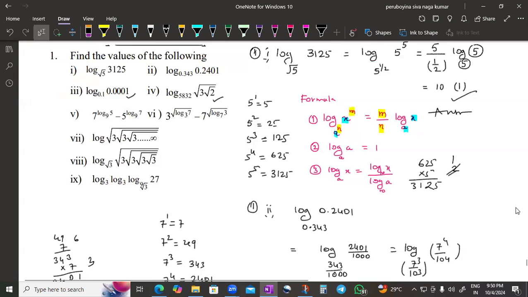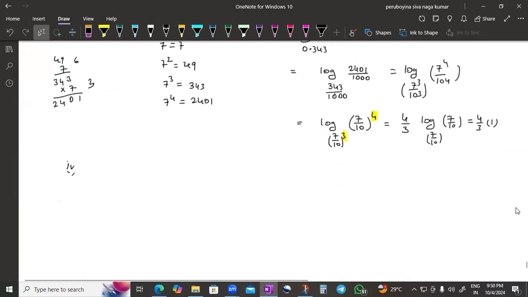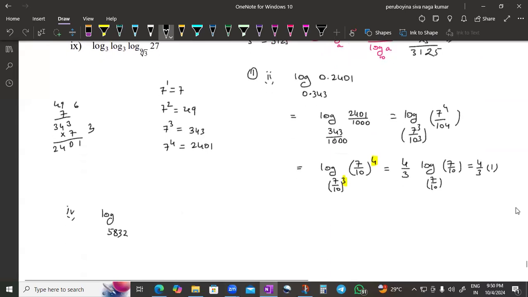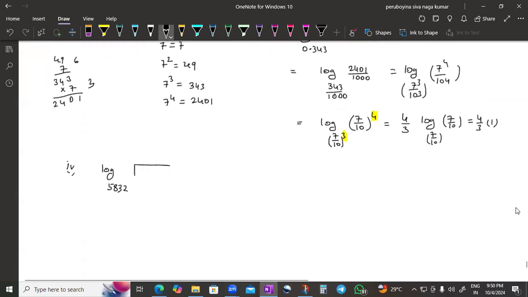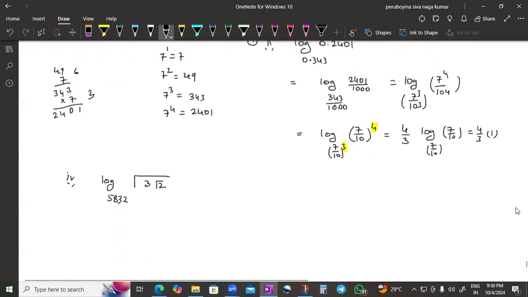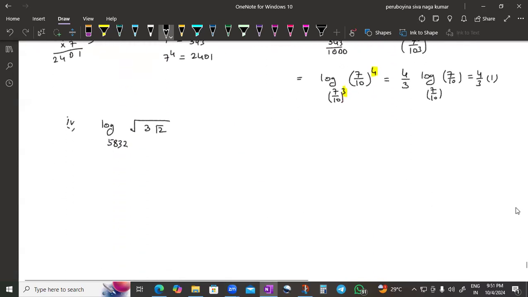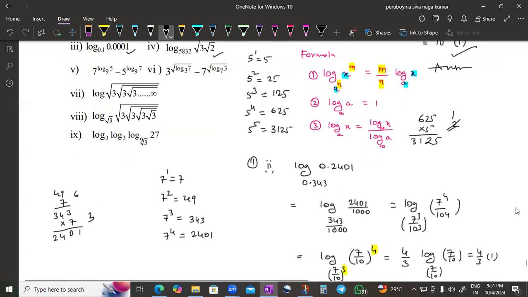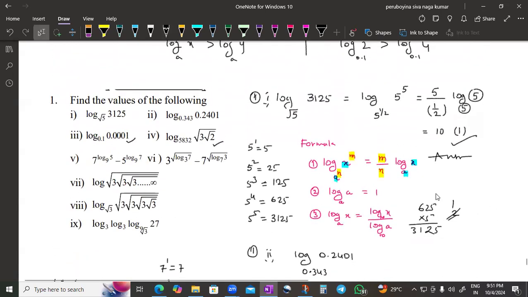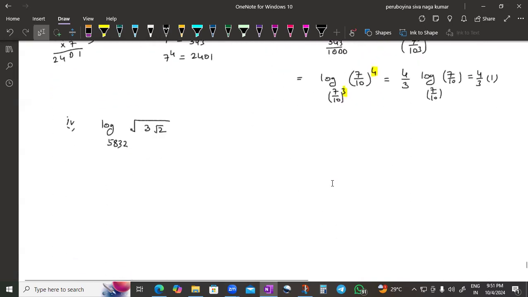Fourth one. Log 5832 with base square root 3 into root 2. It's not cube root, it's square root of 3 into root 2. Yeah, it's 3 into root 2. Now we will solve this problem.